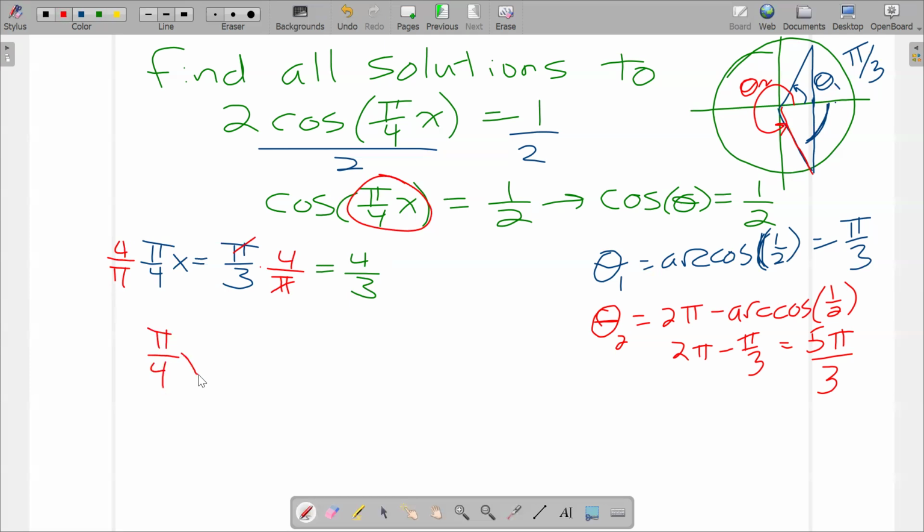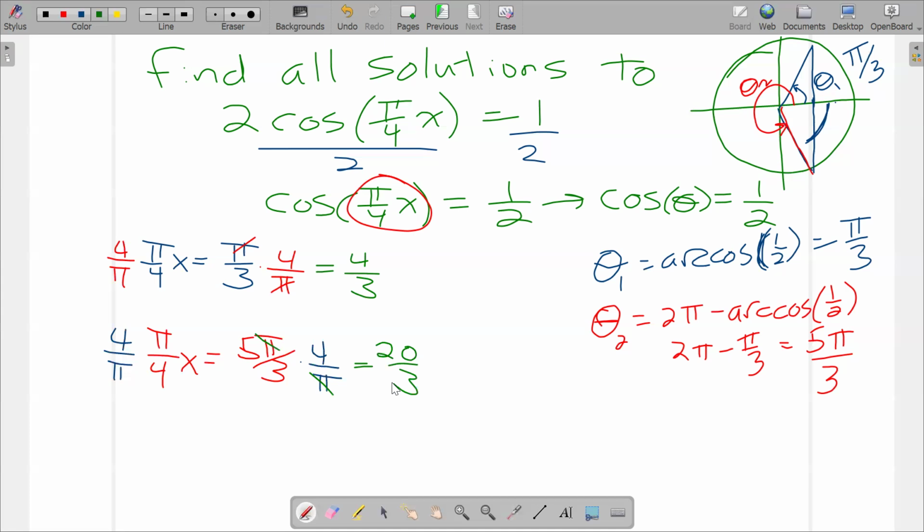Do the same thing for the other one. Pi over 4x equals 5 pi over 3. Multiply both sides by 4 over pi. The pi's cancel, that's it. 4 times 5 is 20. I get 20/3 for that one. So those should be, given the order that I found them, the two smallest positive solutions. We've been asked for things like that before.